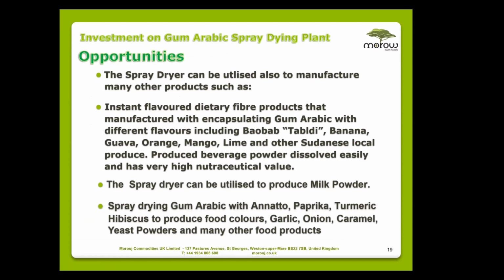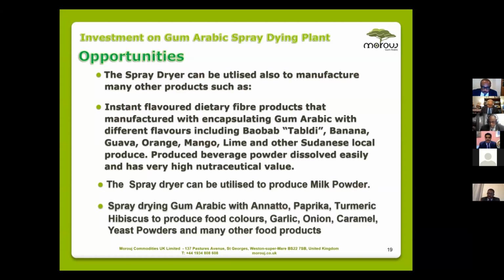It's gum arabic with flavor, which is a produced fiber and a very nutraceutical product. Basically, gum arabic with the flavor is encapsulating, for example, the tabaldi, banana, guava, orange, mango, lime, and other Sudanese local products. All of these flavors or locally produced products can be spray dried with gum arabic, and you end up having a beverage powder with very high nutraceutical value that dissolves very quickly.